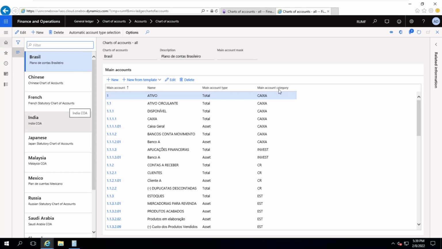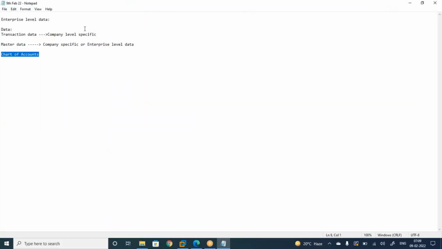If you create a new company, you will understand the new company creation process next month or in the first week. In the new company, these will automatically be available, meaning reusability. The main reason behind the enterprise level data concept in this application is reusability.